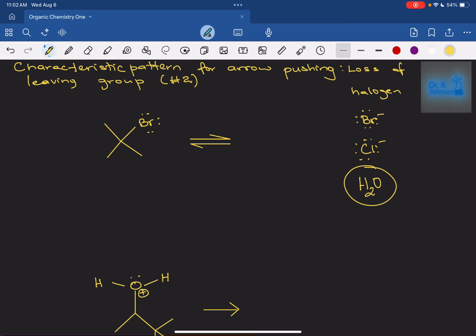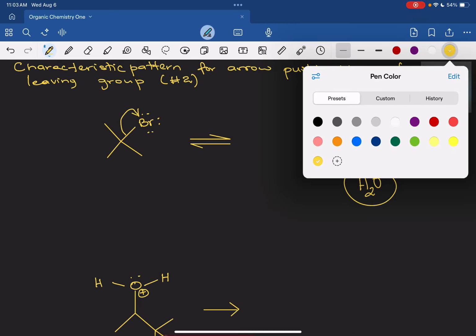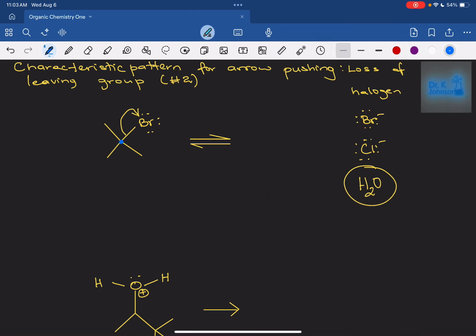So let's look at an example and let me show you how a leaving group will leave. If a leaving group is leaving, this is how the arrow looks that indicates that. Here we have a carbon with CH3, CH3, CH3, and a Br. Now, the bond between the blue carbon and your Br is where your arrow goes from. So the arrow goes from that bond onto the Br.